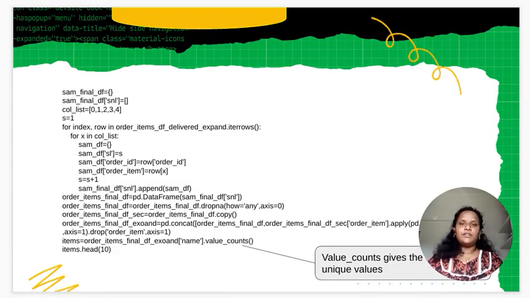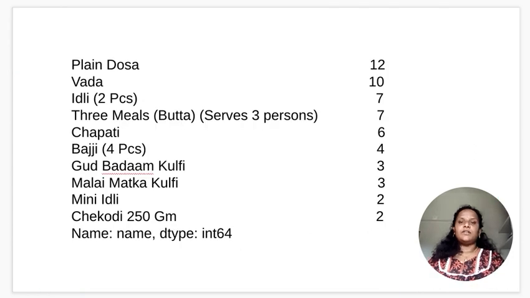If you do the value counts, then you will get to know the most ordered item. You can see that I ordered plain dosa 12 times. It clearly says that I'm South Indian and a big fan of dosa. So this is the order pattern. You can see which item I purchased a lot.